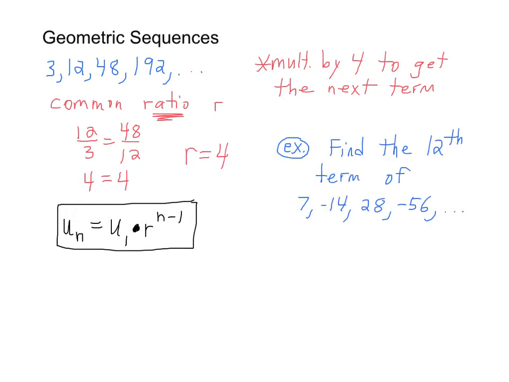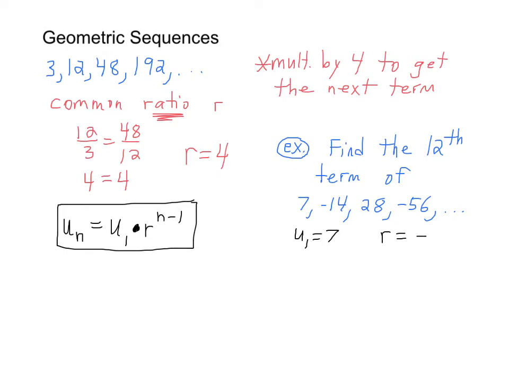Here we go. We're looking to find the 12th term in this sequence. Notice how the first term is 7, so that means our u sub 1 is 7. And note how the signs are alternating. We go from positive to negative to positive to negative. So that means that our common ratio r is going to be negative.